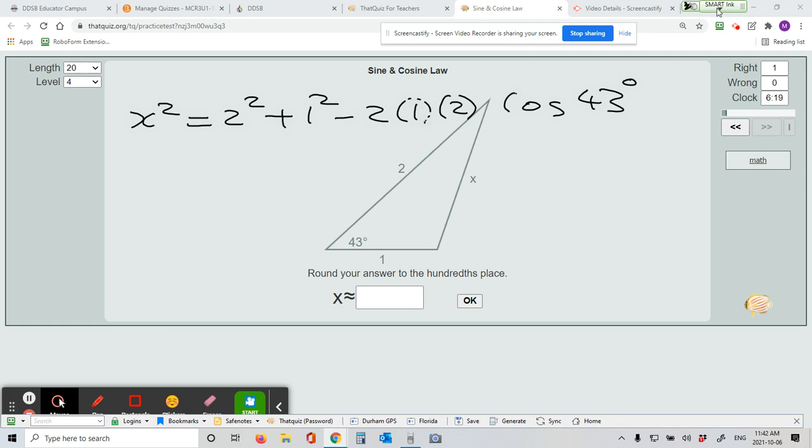So 2 squared plus 1 squared minus 2 times 1 times 2 times the cosine of 43. Yes, Shreyash. You can say what you got, and if it's wrong, you know we're going to all blame you, right? I'm just kidding. Go ahead. 1.44. So what you're saying is that when you found all of this and square rooted it, you got 1.44 to the nearest hundredth. I'm going to hit that OK button if it's OK with you.